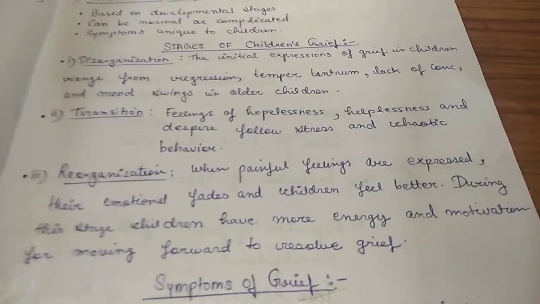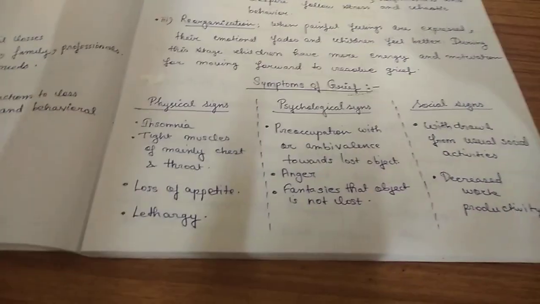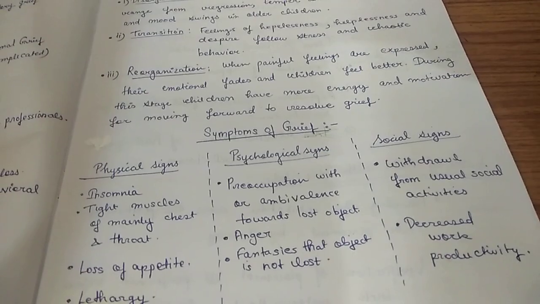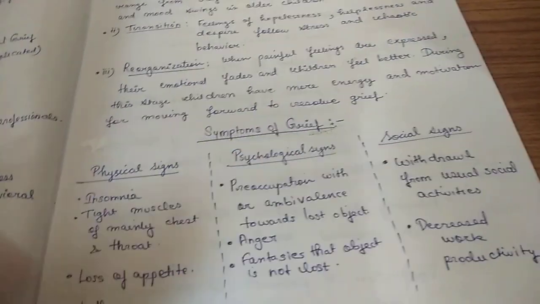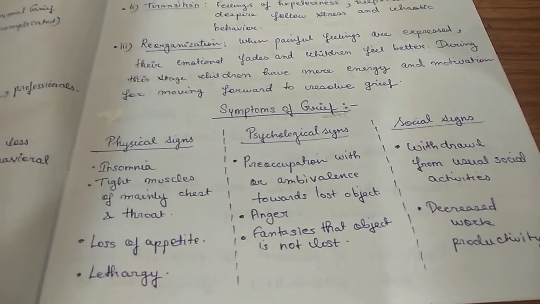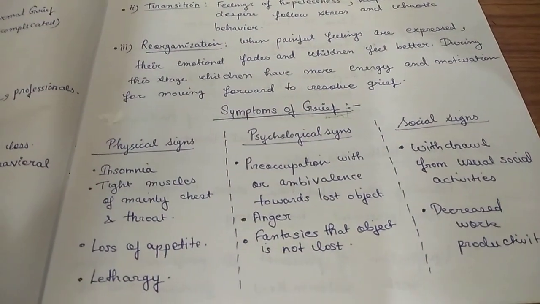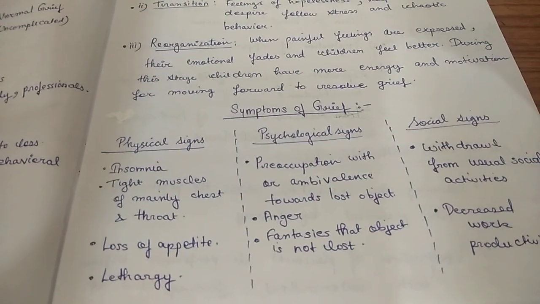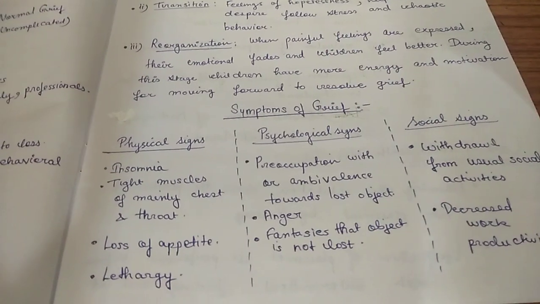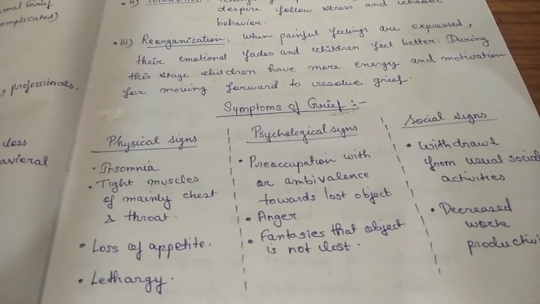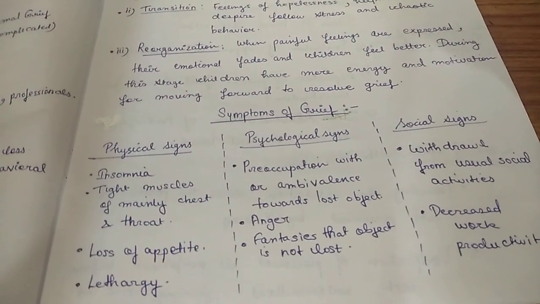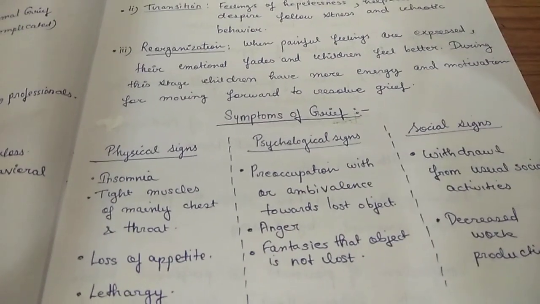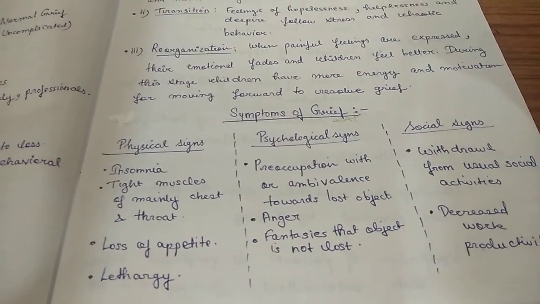Some of the symptoms of grief are physical signs, psychological signs and social signs. As I have already told you, all these dimensions are affected in grief. Differently we will see the psychological signs in grief. Psychologically we will see preoccupation or ambivalence towards the lost object, anger behavior, and fantasies that the object is not lost. All these things will occur in psychological changes.